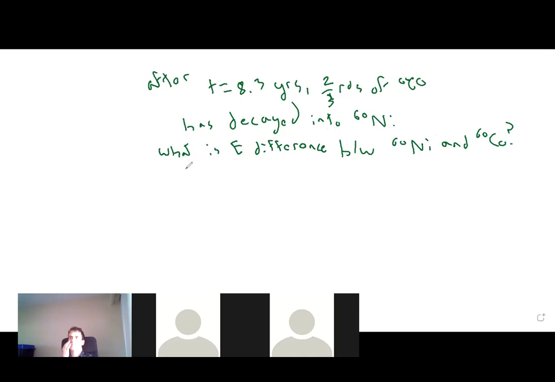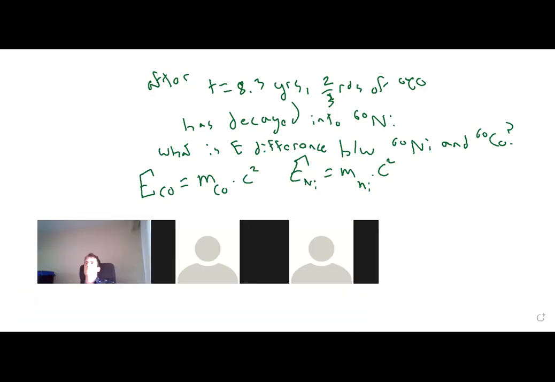So what you can do is figure out what the rest energy is, because that is the energy of each element. Basically, you're assuming that they're not excited or anything, so that their energy is just their rest energy. So for cobalt 60, its rest energy would be the mass of a single cobalt 60 atom times c squared. For nickel 60, same thing, but now you use the mass of nickel. At this point, you will need to know the masses of each element. It will be something that will be given to you on an exam.